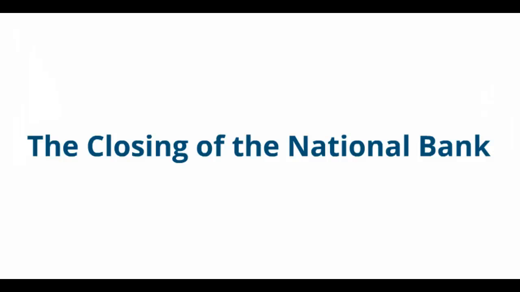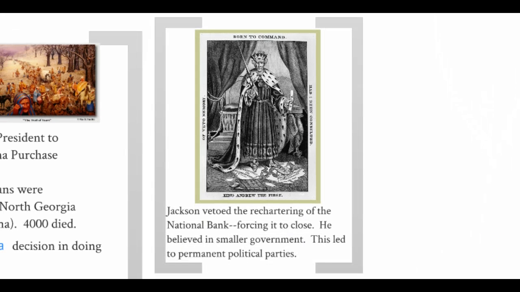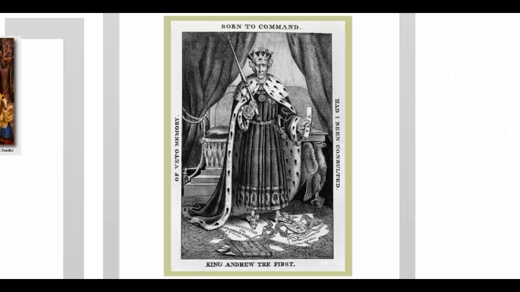Jackson was a fan of smaller government and limited government. He particularly did not like the National Bank. So when the bank itself came up for rechartering, he vetoed the rechartering of the National Bank, which meant that it had to close. We can see from this cartoon, where Jackson is dressed like a king, that this did not go over well with the bank's supporters. The cartoon shows Jackson holding the veto of the charter of the bank in one hand and essentially trampling on the Constitution with the other.